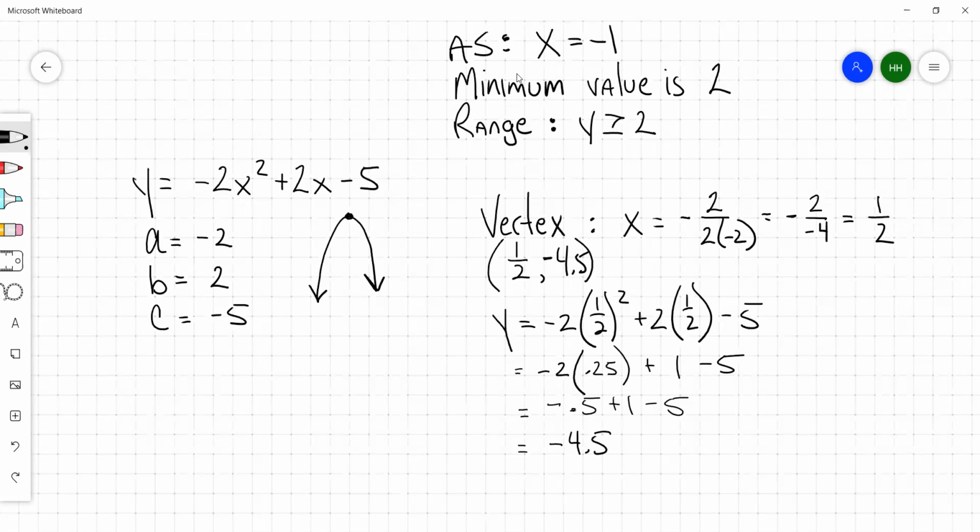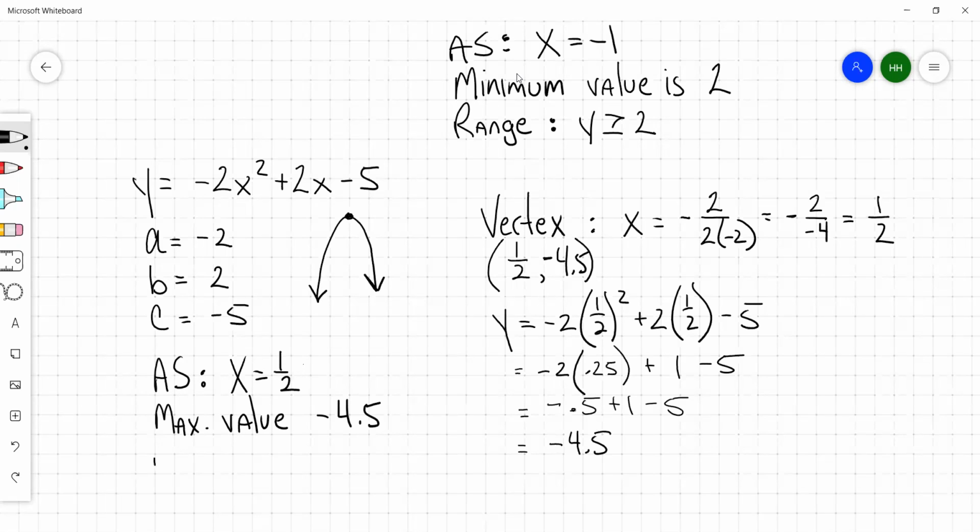Axis of symmetry. I'm going to go over here. Our axis of symmetry is going to be at x equals 1/2. Since the graph goes down, it's got a maximum value. Our maximum value is negative 4.5.